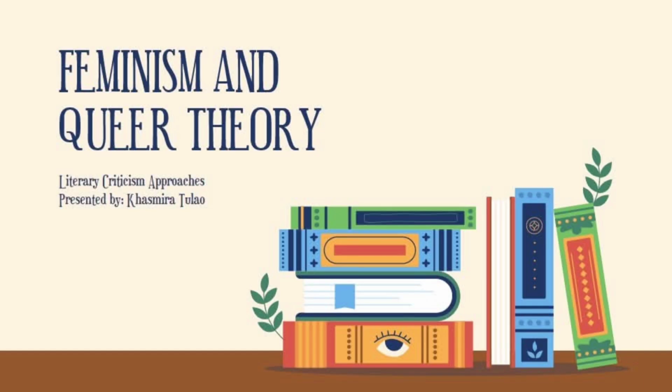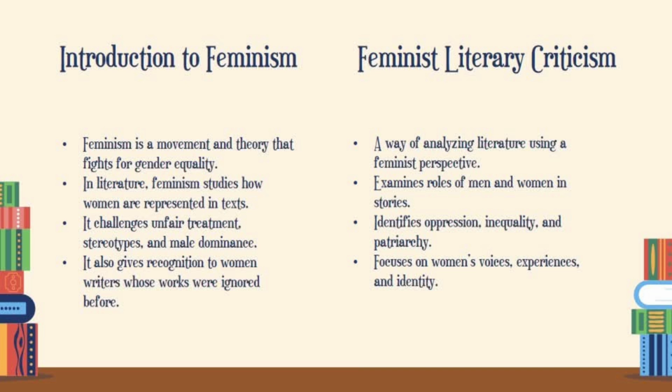Good day, everyone. In this video, I will discuss two important approaches in literary criticism, which are feminism and queer theory. These two theories help us understand literature in relation to gender, identity, equality, and society. Feminism is both a movement and a theory that aims to achieve equality between men and women.